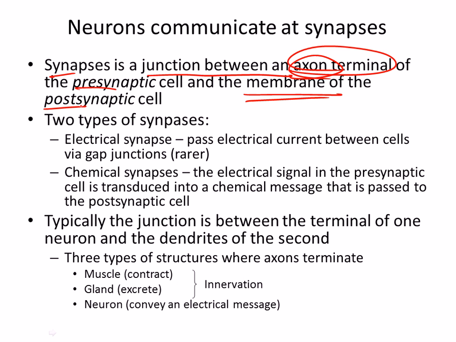Now, there are two different types of synapses that do exist. We have electrical synapses, and these are the ones where ions are moving back and forth between cells through gap junctions, and these are rather rare. Like I said, this is cardiac muscle, as an example.